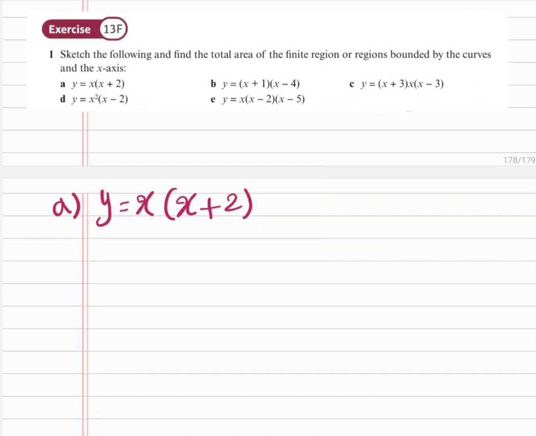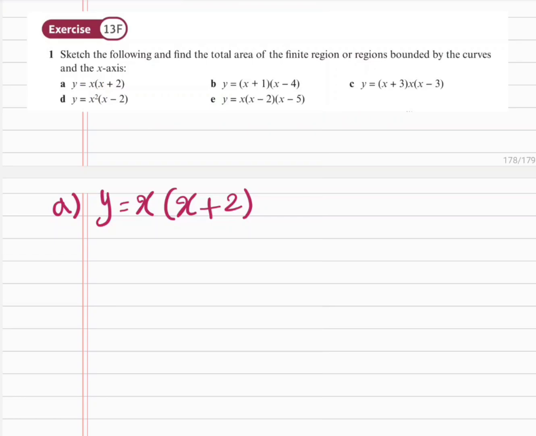Hi everyone, this video is an exercise 13F question 1. So in this video I'm going to do part A and I will do the next few ones in the next video. So we want to find an area by using this equation y is equal to x times x plus 2. So the area bounded between the curve and the x-axis.